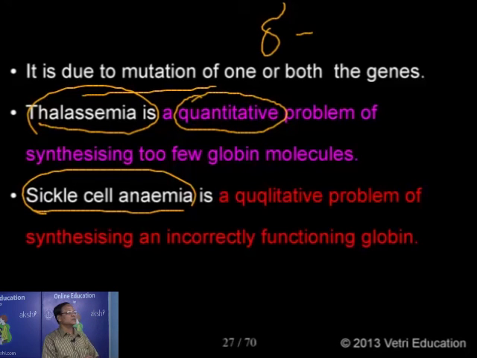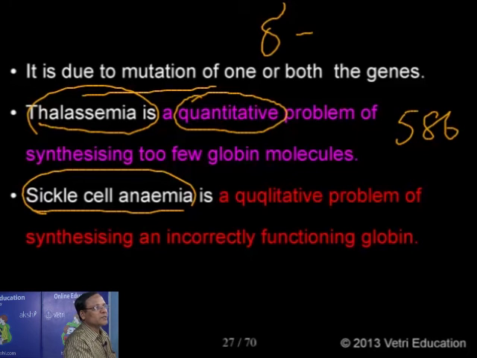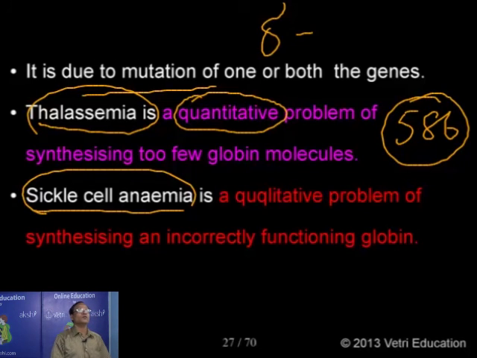Whereas sickle cell anemia is a qualitative problem. There is no reduction in the number of amino acids; altogether we have 586 amino acids, as I mentioned. The amino acid has been substituted, but there is no change in the number of amino acids in all four chains. Even in the case of the beta chain, you have 147, with no reduction, the same 147 being formed. There is just a substitution.